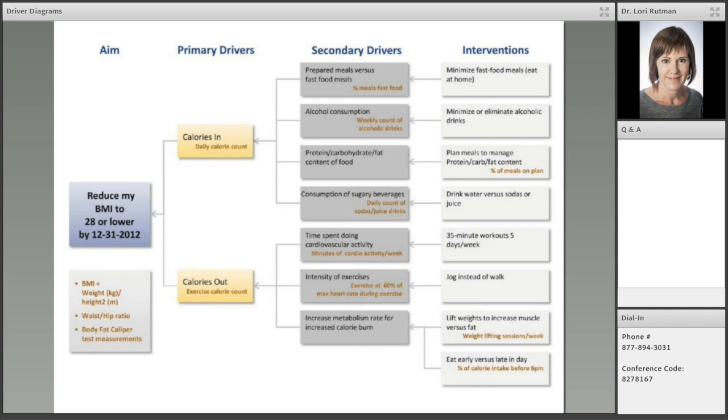So here is just an example of what kinds of things may be measured as this person was trying to improve their BMI. They could measure the percent of meals that were fast food. They could keep a weekly count of how many alcoholic drinks they consumed. They could do a daily count of how much soda or juice they drank. And you can imagine, as you put this together for your own projects, how you could think about, okay, if this is one of my drivers or if this is my intervention, how am I going to measure whether or not these things are actually being followed and whether or not these are the things that are impacting my aim.